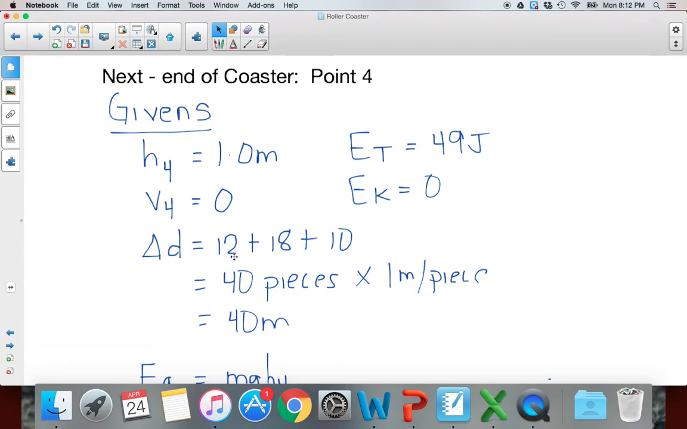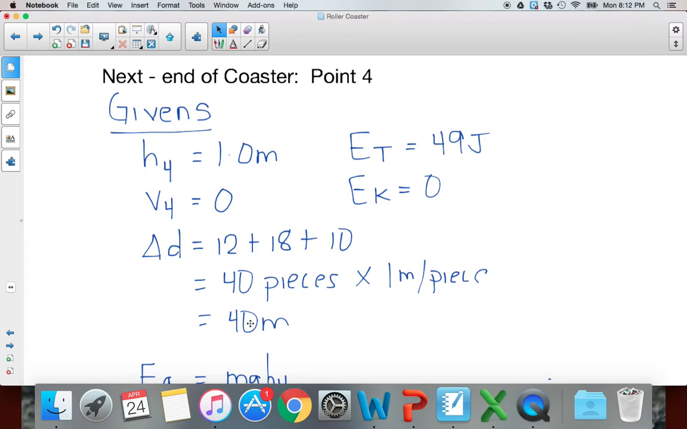Okay, so it's based on the 49 joules that started. So since the very beginning of the coaster, how much energy was lost? Okay, and so that means the piece of information that we need then is how much distance was, because E thermal equals friction times distance. So we know the distance. We know that there's 40 pieces, and I just gave a nice easy number of 1 meter per piece. Here's about 30 centimeters or something, but again, you can do all the hard work. I'm just going to use a meter.